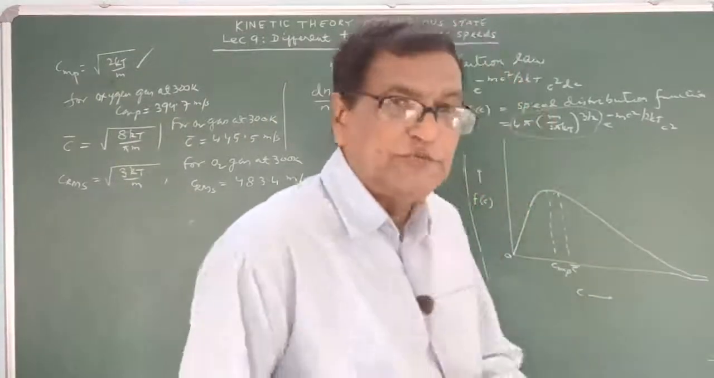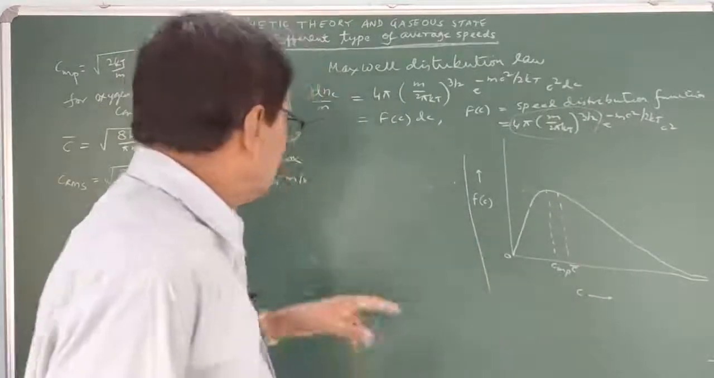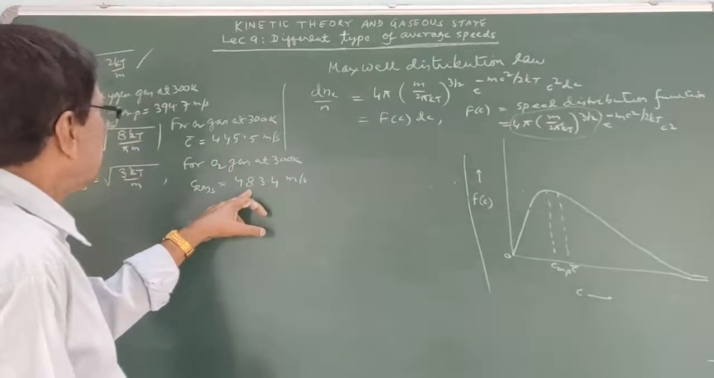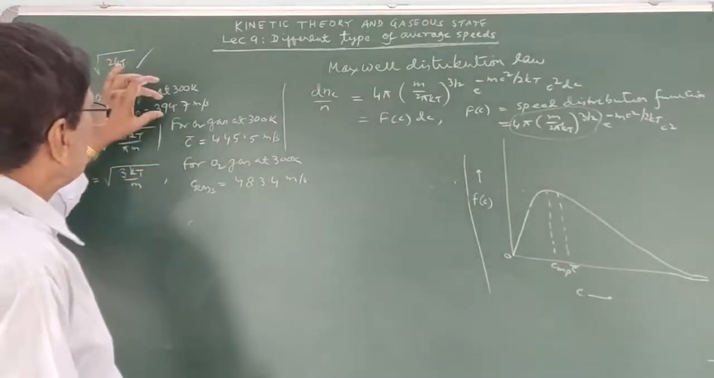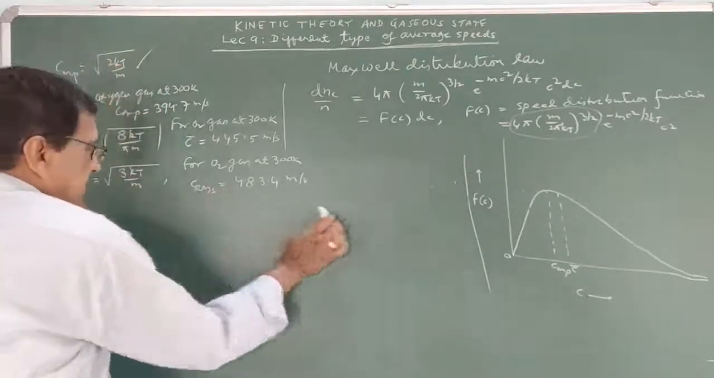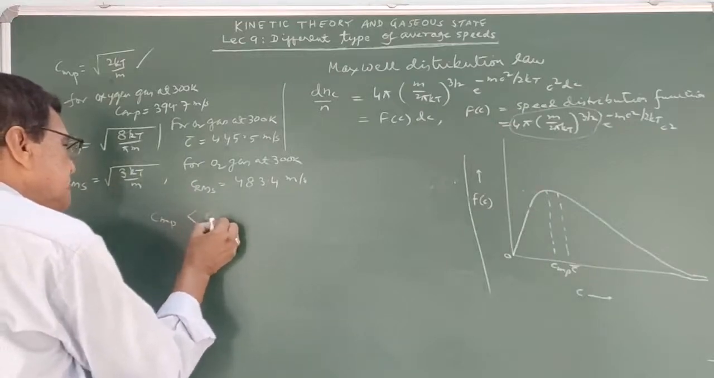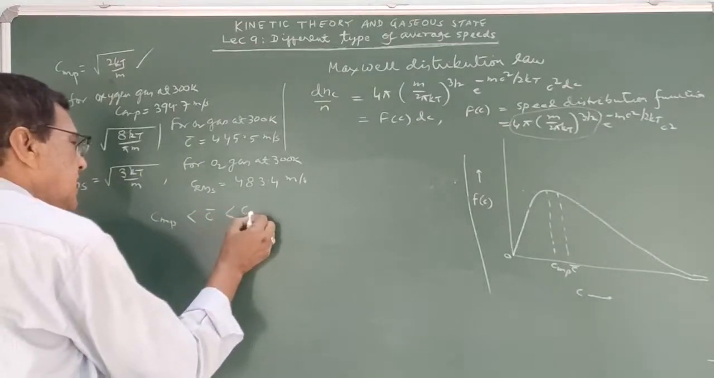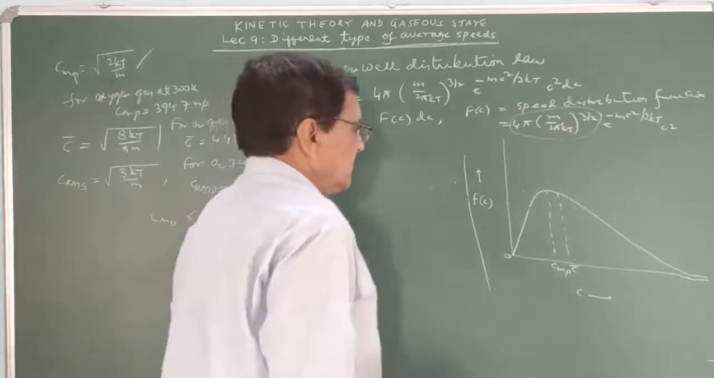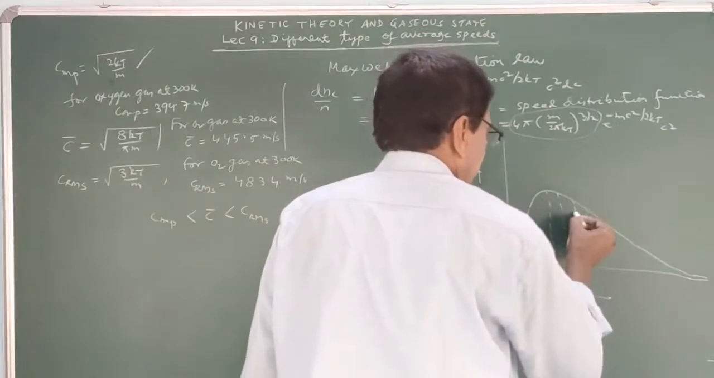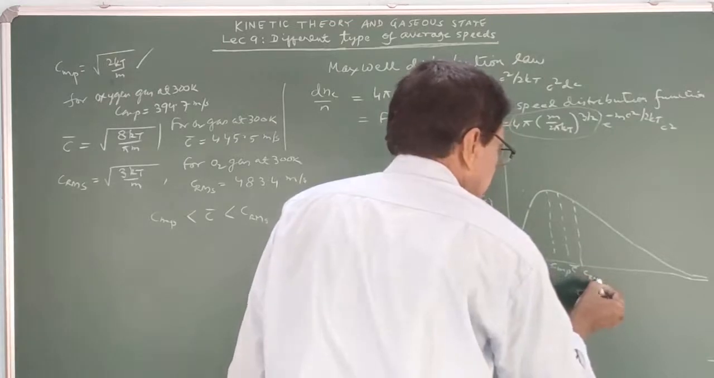So obviously from this numerical value for oxygen, for the same gas at the same temperature, if we compare the magnitude of these three types of speeds, then this one is the highest, this one next to this one, and this next. This is the lowest. That means that C_MP is less than C bar, less than C_RMS.